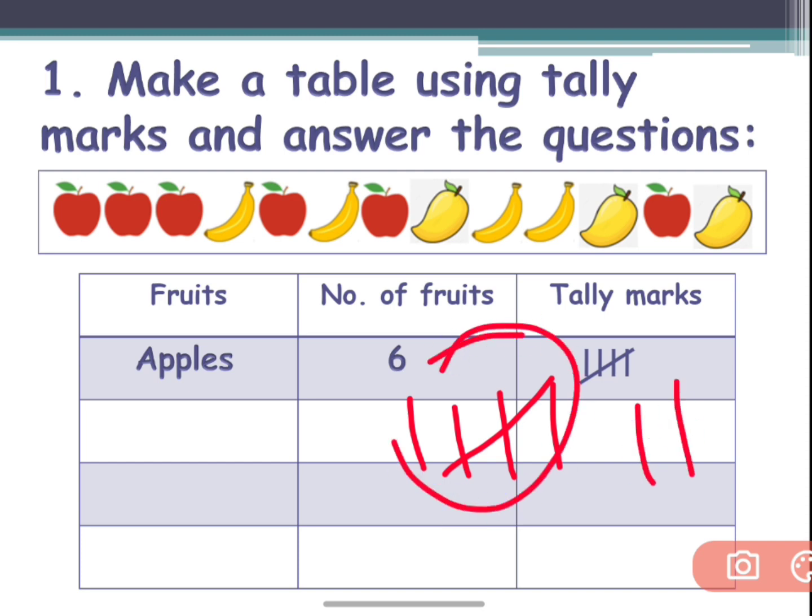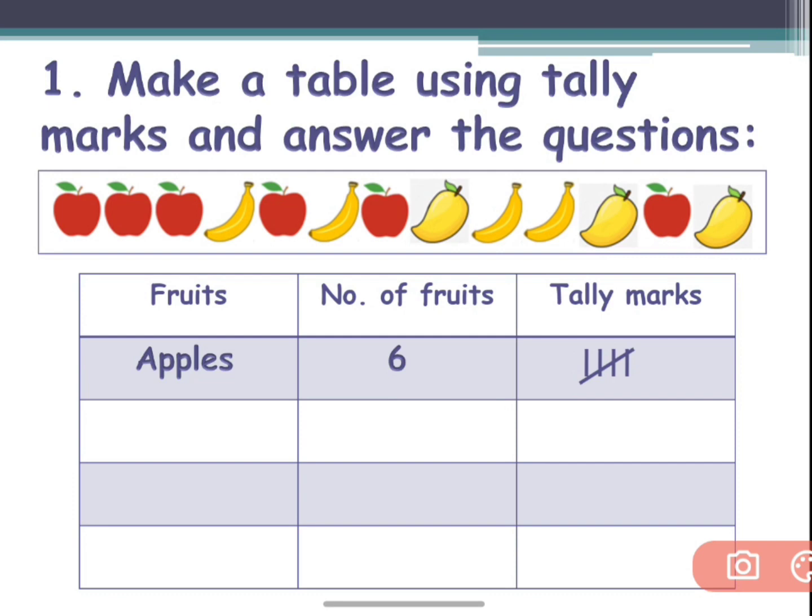This is 5 and 2 more we have. That means 7, isn't it? So to avoid the confusion, to avoid the repeated counting, we'll slash off the fifth line with the four lines. For four lines, you'll strike it out with the fifth line.